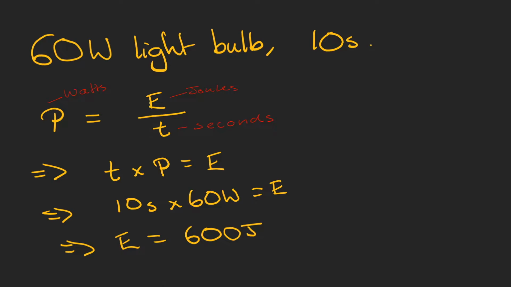So we rearrange, we multiply both sides by t, so lowercase t. In physics, upper and lowercase is very important, so I always say upper and lowercase. So t times P equals E. Time was 10 seconds. Power was 60 watts. Multiply them together, we get 600 joules. So that's a very straightforward question that we could get.